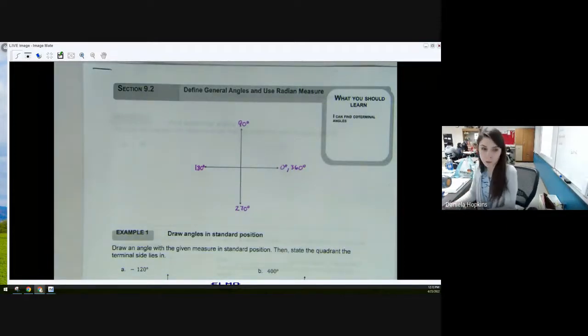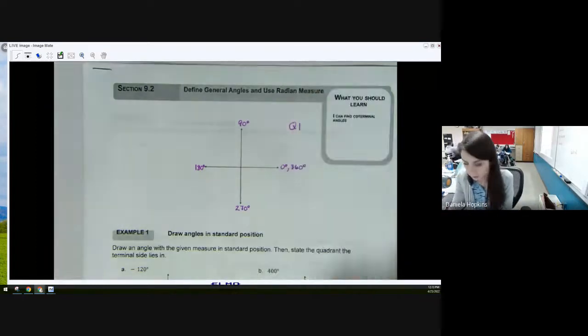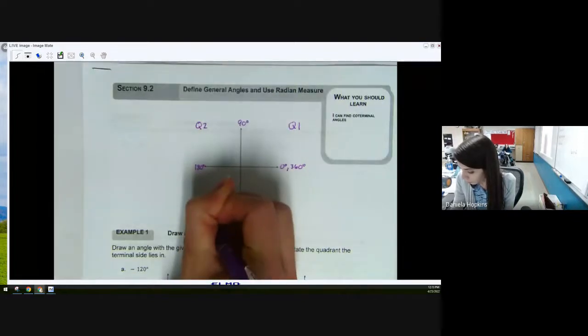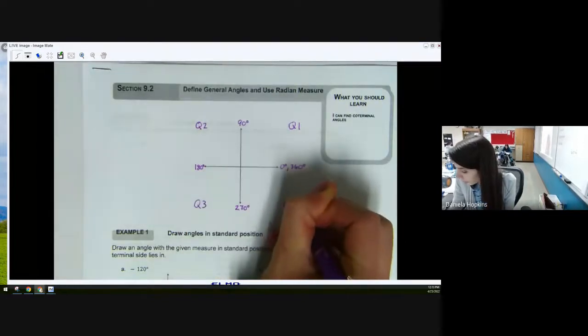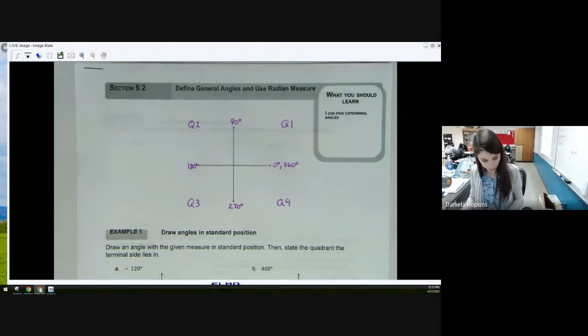And then for the purposes of some of the questions I'm going to ask you today, this is quadrant 1. This is quadrant 2, quadrant 3, and quadrant 4. You guys familiar with the quadrants? Okay. It's maybe been a while, but hopefully you're good with your quadrants.